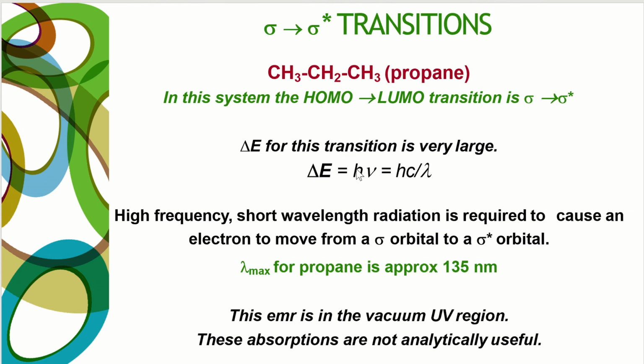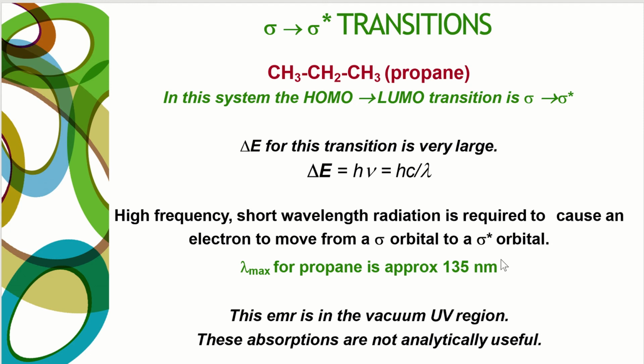And because it's very large, and we should be familiar with this equation from other spectroscopy topics that we looked at, right? So the change in energy is directly proportional to the frequency and is inversely proportional to the wavelength. And so high frequency, short wavelength radiation is required to cause an electron to move from a sigma orbital to a sigma star orbital. And so the lambda max for propane is approximately 135 nanometers.